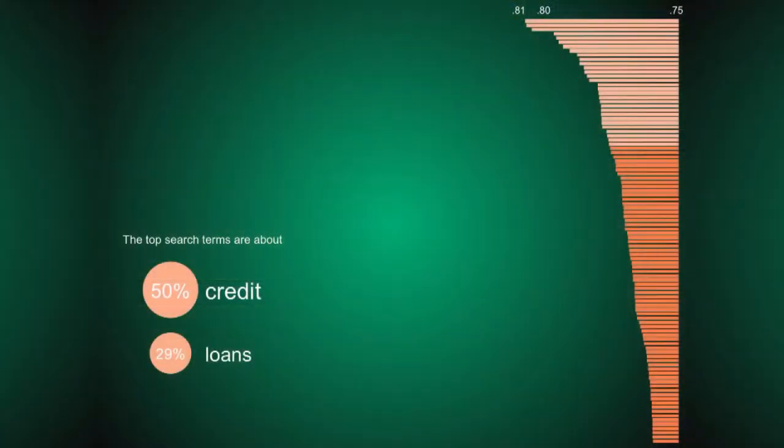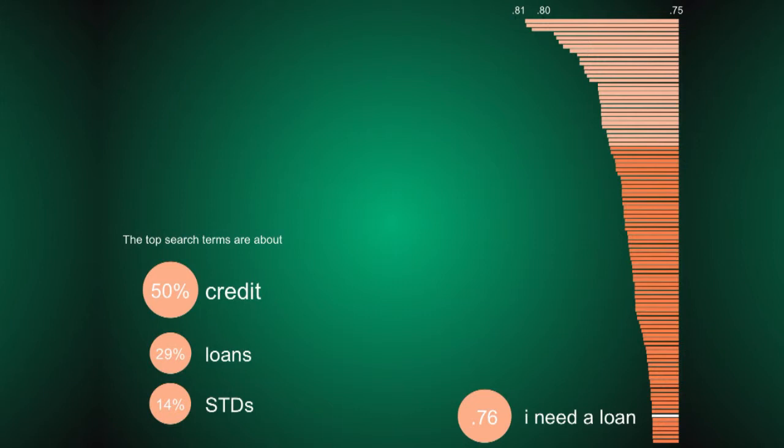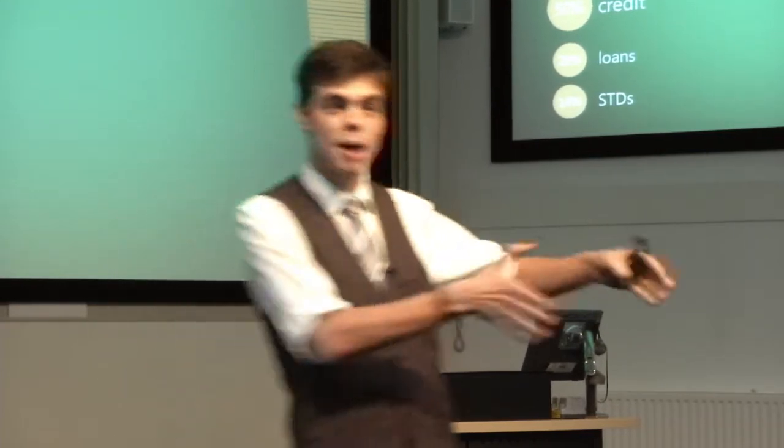They're searching for credit and loans, and they're also searching for STDs. States with more babies dying are typing in things like loans for people with bad credit, I need a loan, and pictures of STDs. Now, we're certainly not suggesting that interest in bad credit somehow causes your babies to die.